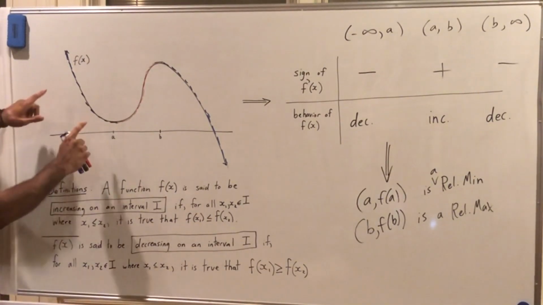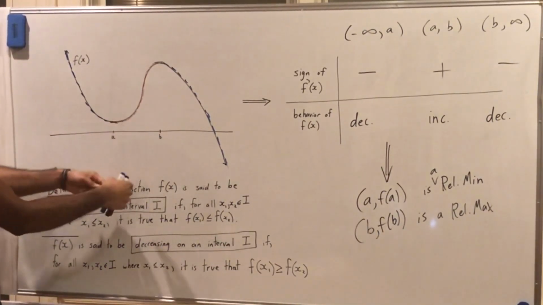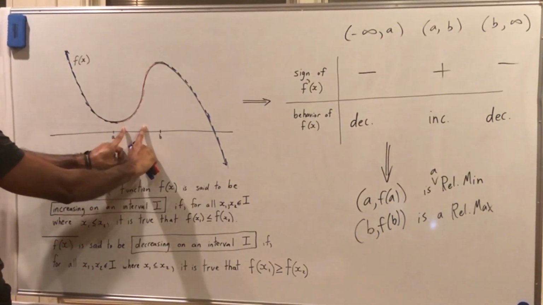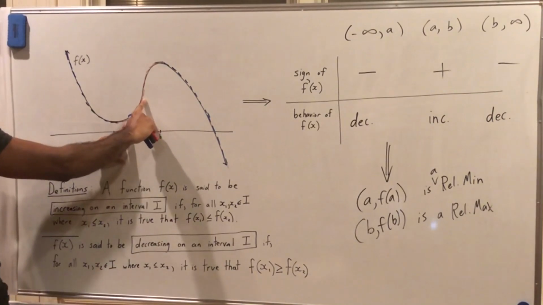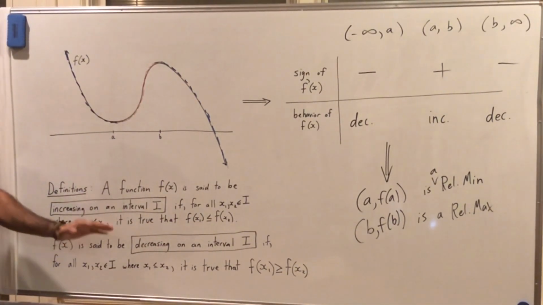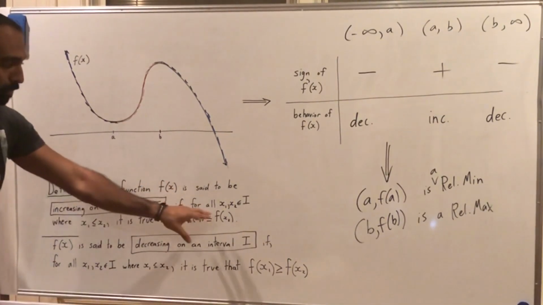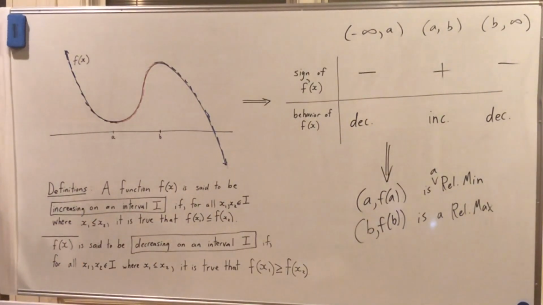So again, pick any two points. Say this segment here from A to B. Pick any two x coordinates. Let's say there and there. Say this is my x1, this is my x2. Since x2 is greater than x1, if it's true that f of x2 is greater than f of x1, then it's increasing. And an increasing function has to satisfy that for every possible pair of x coordinates you pick. And of course, we have a very similar definition for a function decreasing on an interval.